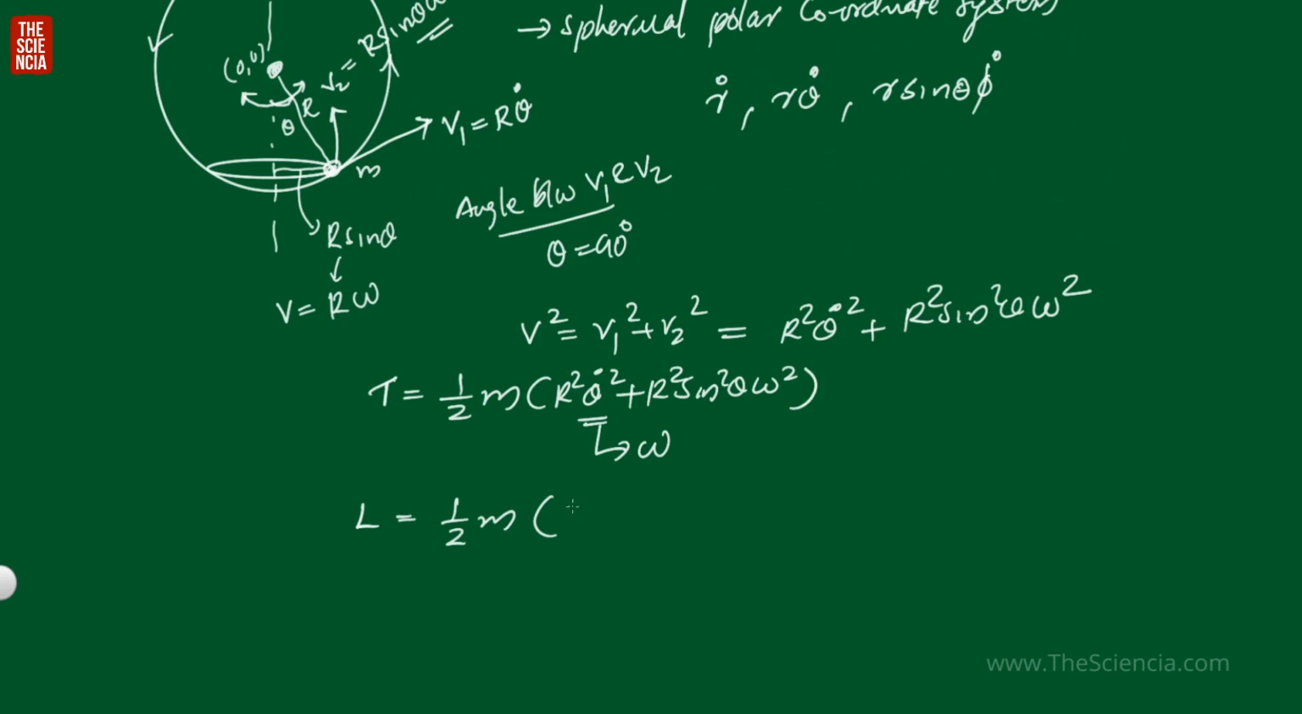Here theta dot is omega, so we get the Lagrangian L equal to 1 by 2 m times r square omega square plus r square sine square theta omega square. Here this omega corresponds to theta, and this omega corresponds to the phi value. So you can solve this problem by using any method. Even if you know only plus 2 physics, you can solve this kind of problem.